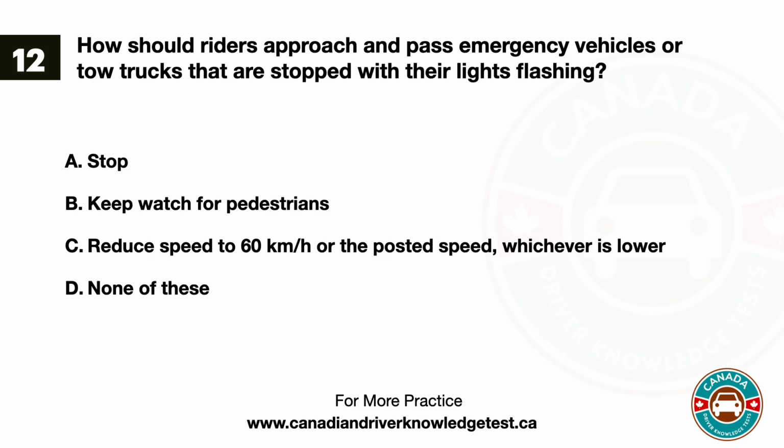Question 12. How should riders approach and pass emergency vehicles or tow trucks that are stopped with their lights flashing? A. Stop. B. Keep watch for pedestrians. C. Reduce speed to 60 kilometers per hour or the posted speed, whichever is lower. D. None of these. The answer is C. Reduce speed to 60 kilometers per hour or the posted speed, whichever is lower.